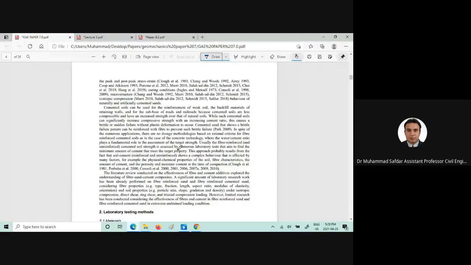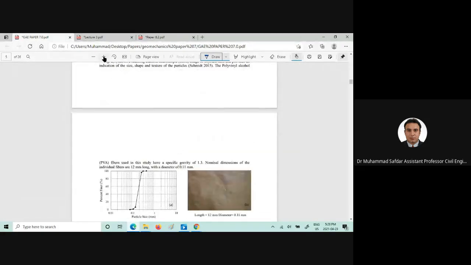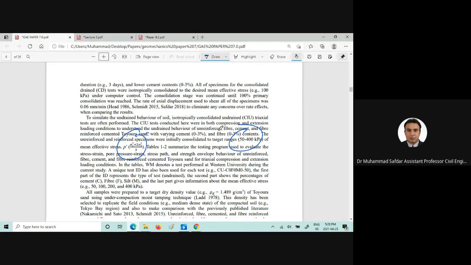So these are all the possible research areas which could be conducted using the triaxial apparatus. Okay. Here you can clearly see the definition of p prime, or the mean effective stress, in my research paper as well, with the different confining pressures. You can do that with the densities.